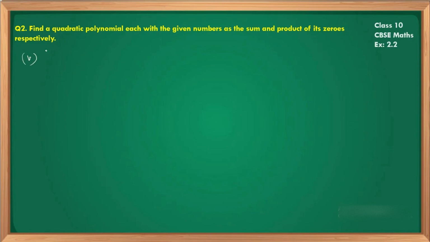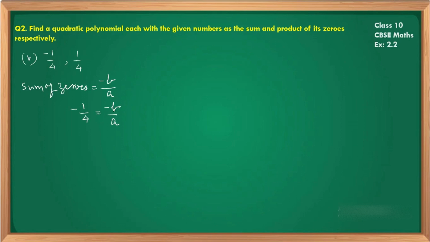The fifth question is minus 1 by 4 and 1 by 4. Sum of zeros is equal to minus b by a. Here minus 1 by 4 is the sum of zeros. Let us write down that minus 1 by 4 is equal to minus b by a. Now what is the b value here?